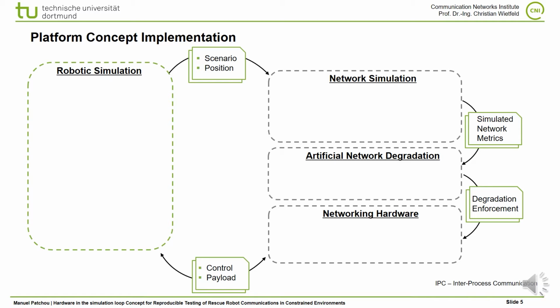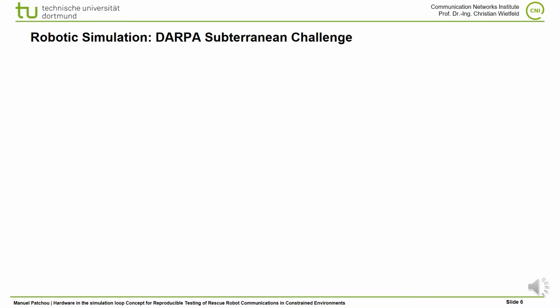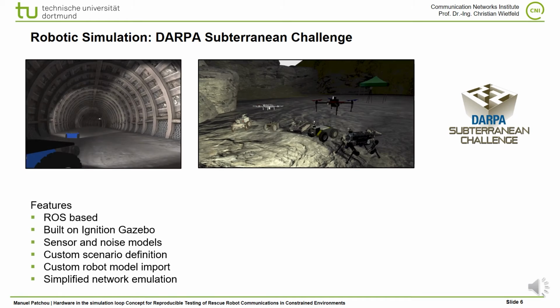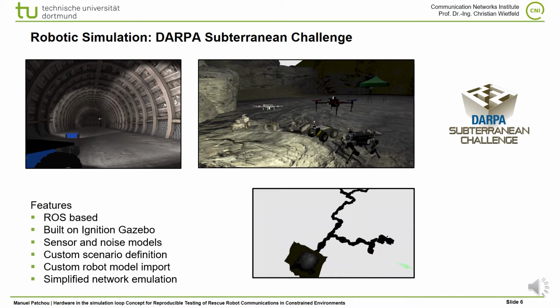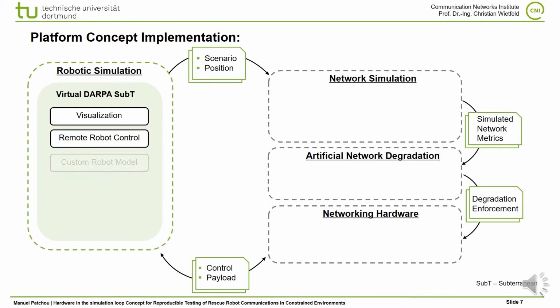We will be starting with the robotic simulation. For the robotic simulation, we used the virtual DARPA Subterranean challenge simulation, which is built on Ignition Gazebo. Robot models can be imported and scenarios can be defined as well. Now the robotic simulation is set.